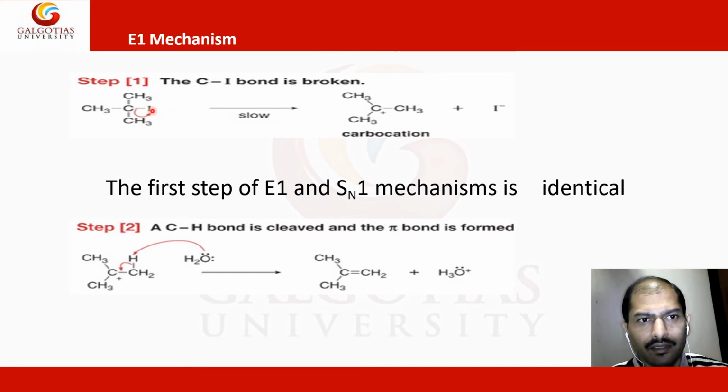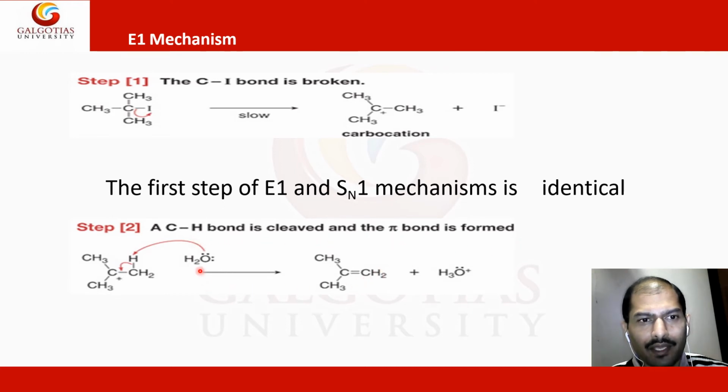any halogen you can even take here in place of iodine. So here in the first step you can see the carbocation is being formed. The first step of E1 and SN1 mechanism is similar, and in the second step, the carbon-hydrogen bond is split and the pi bond is formed.